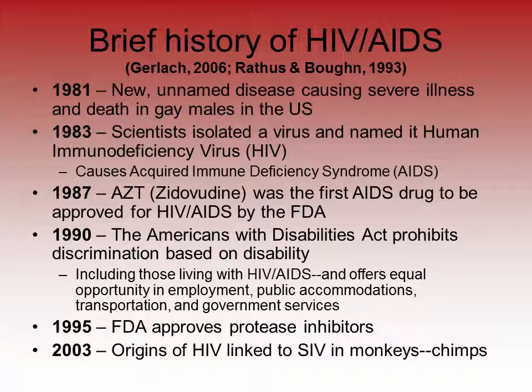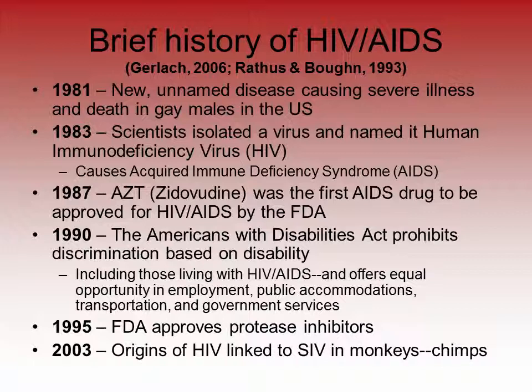Backtrack a little bit. In 1987, AZT was developed. This was the first AIDS drug that was approved for HIV and AIDS and actually made a difference. Other drugs have been tried but didn't seem to help. In 1990, the Americans with Disabilities Act added HIV and AIDS to the policy, so it was illegal to discriminate against anybody living with HIV and AIDS.